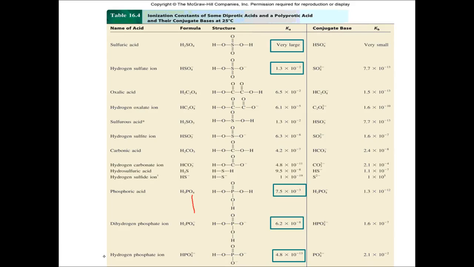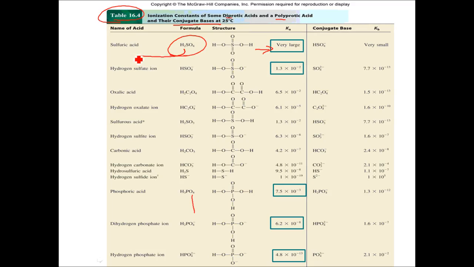On slide 54, let's look at table 16.4, which has the ionization constants of some diprotic acids and polyprotic acids, and then their conjugate bases. The one we'll be working with a lot is sulfuric acid, H2SO4, which notice here the Ka is huge. That means it's a strong acid and goes completely to its hydronium and sulfate ions.